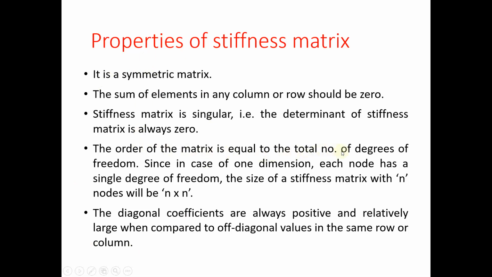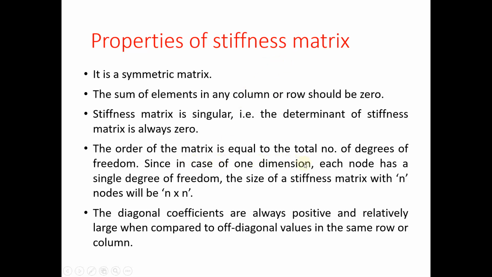ഓർഡർ ഓഫ് ദി മെട്രിക്സ് is equal to total number of degrees of freedom. അപ്പോൾ എത്ര ഡിഗ്രീസ് ഓഫ് ഫ്രീഡം ഉണ്ടോ അതിനനുസരിച്ചായിരിക്കും ആ മെട്രിക്സിന്റെ ഓർഡർ എന്ന് പറയുന്നത്. If you have 12 degrees of freedom, it will be equal to a 12x12 matrix. 3 degrees of freedom ആണെന്നുള്ളതെങ്കിൽ it will be 3x3 matrix. 4 degrees of freedom ആണെങ്കിൽ 4x4 matrix.